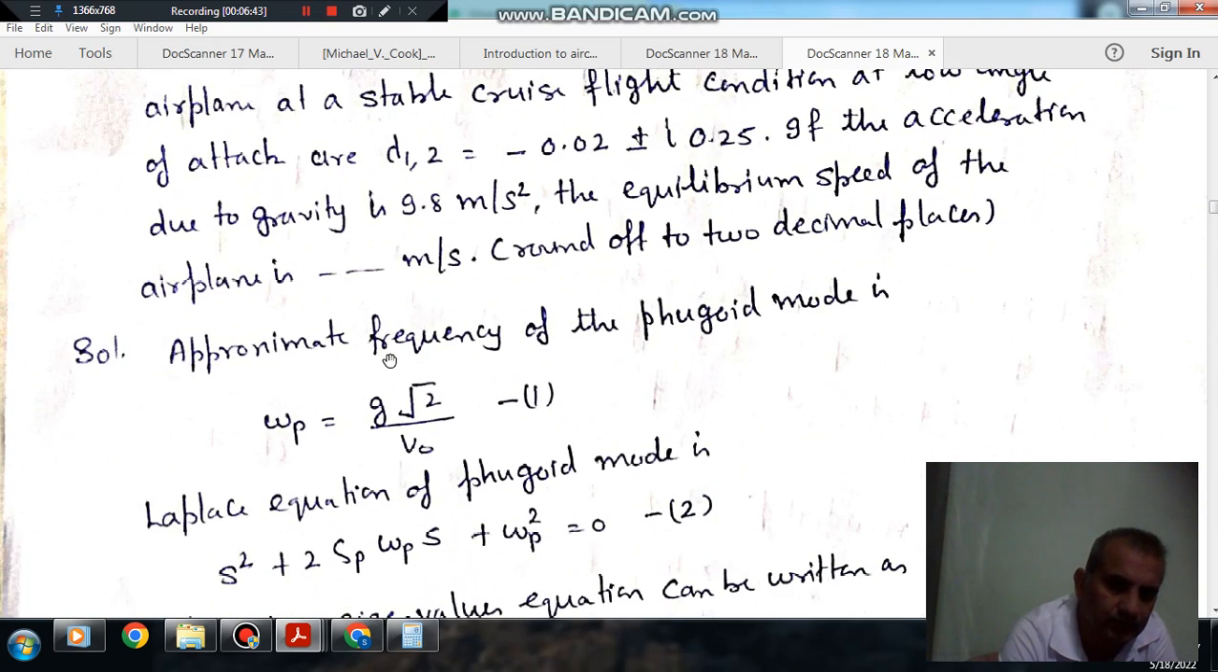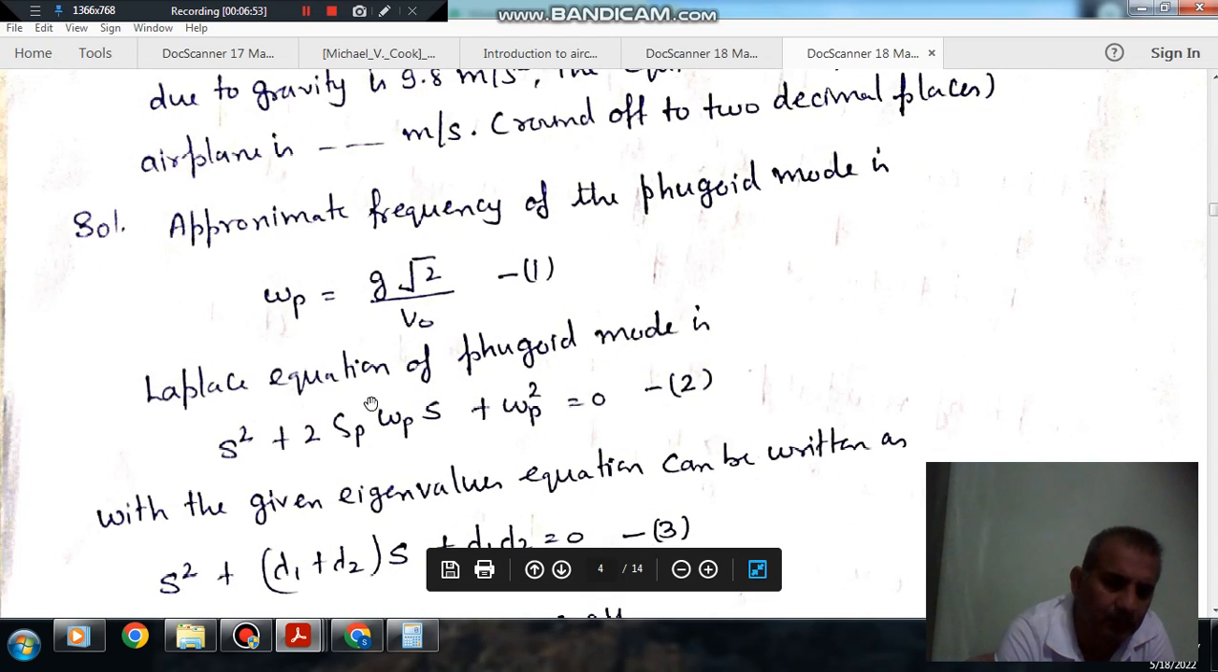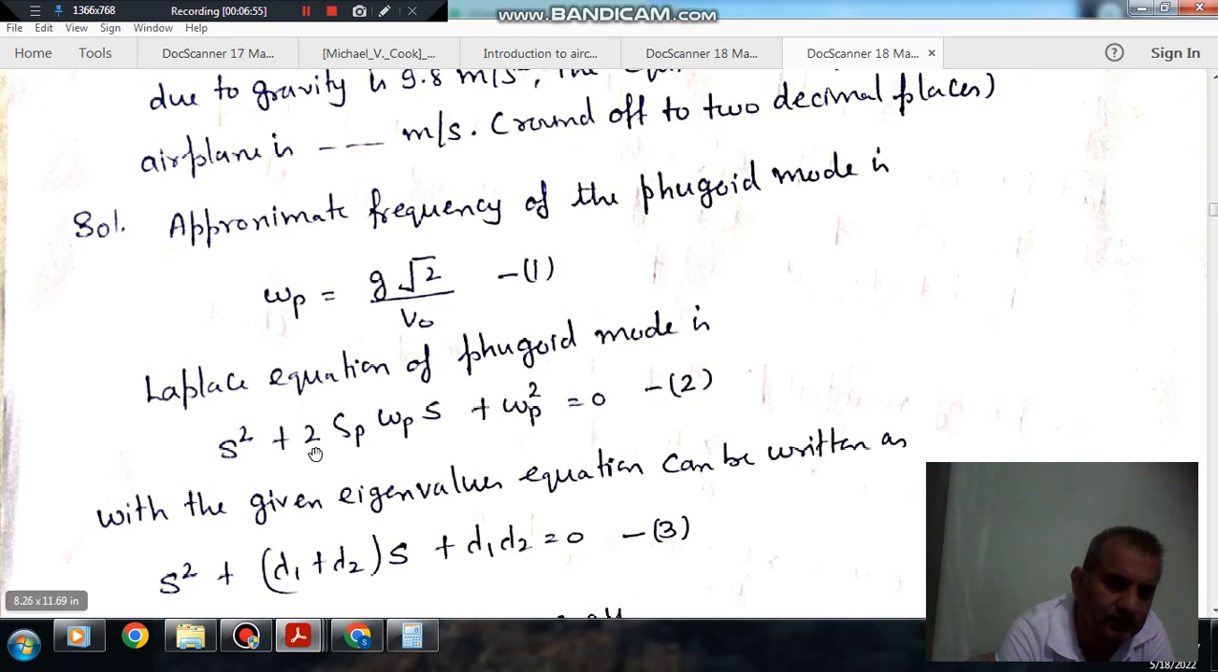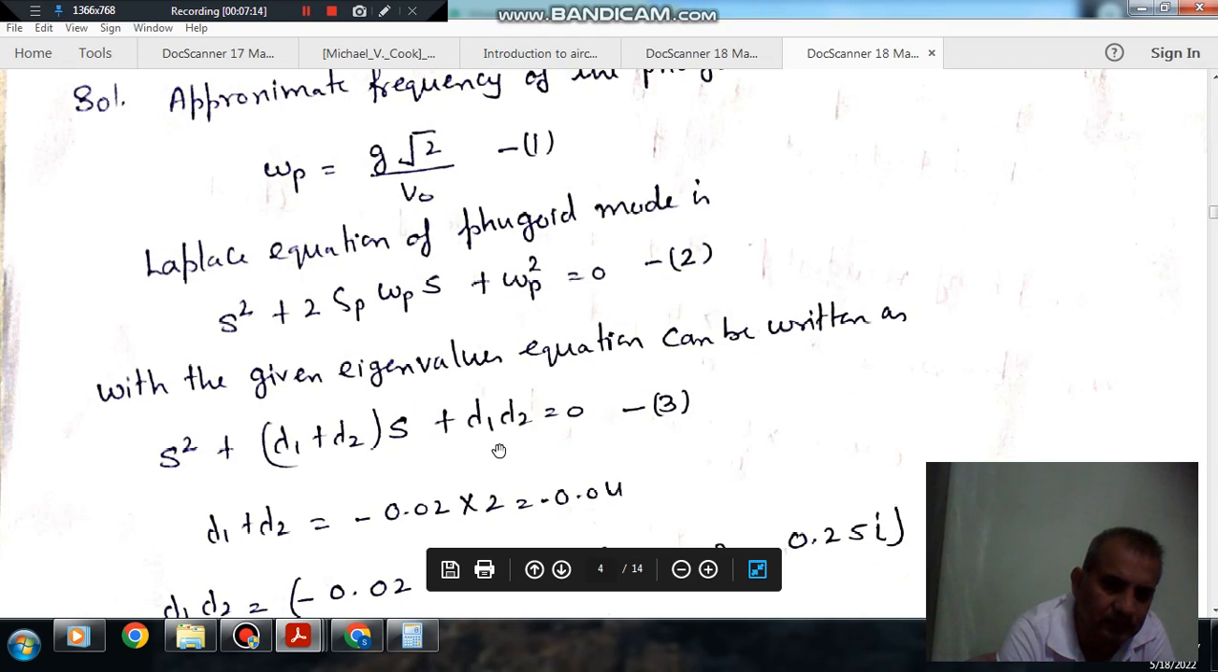Here g is the acceleration due to gravity, and V naught is the equilibrium speed of the plane. The Laplace equation of the Phugoid mode is s square plus 2 xi p omega p s plus omega p square; this is equation number 2, and this is equation number 1. With the given eigenvalues, this can be written as s square plus lambda 1 plus lambda 2 s plus lambda 1 lambda 2 equal to 0.